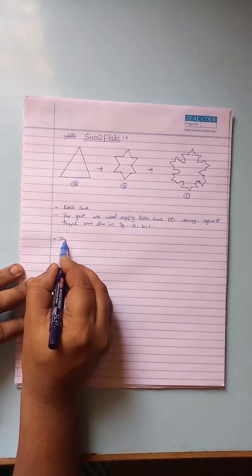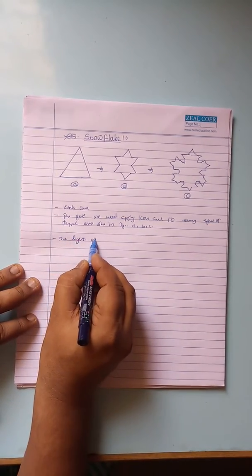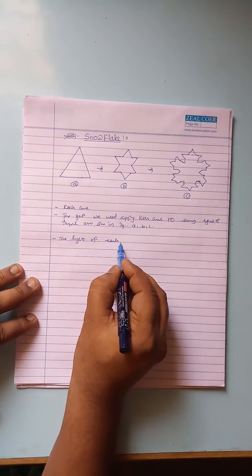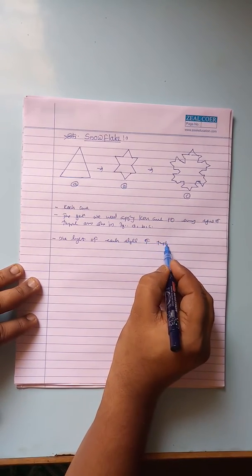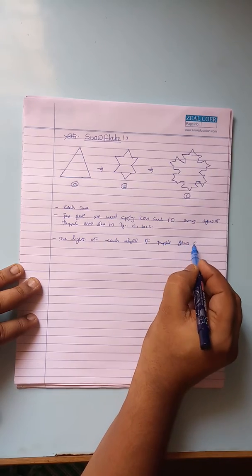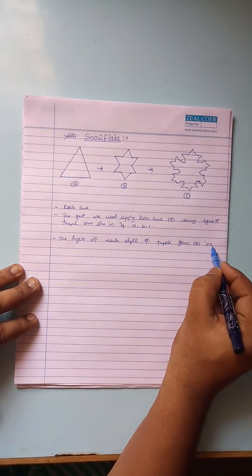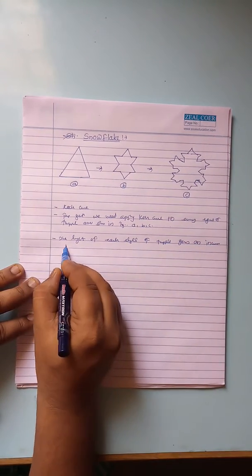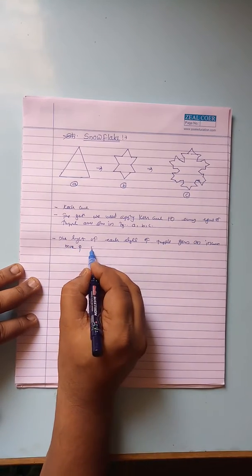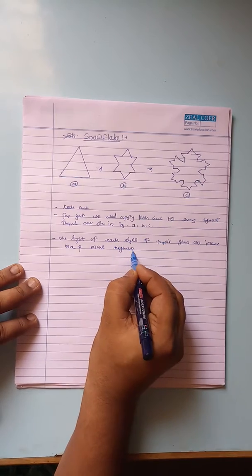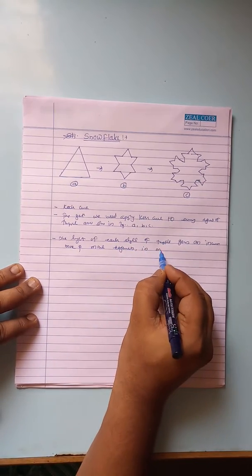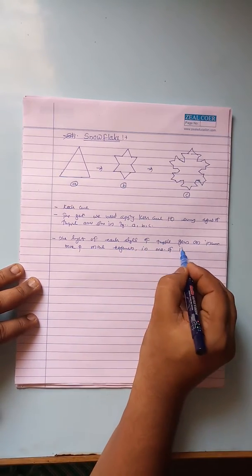And the length of each edge of the triangle goes on increasing, with more and more roughness in the number of iterations.